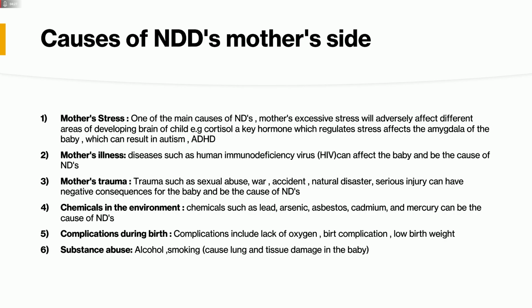Third is the mother's trauma. Let's say the mother has suffered trauma, sexual abuse, war, has been in an accident, or has been in a natural disaster like an earthquake or a hurricane, or the mother has suffered serious injuries. That can have negative consequences for the development of the baby when the baby is in the womb, and this can cause neurodevelopmental disorders.